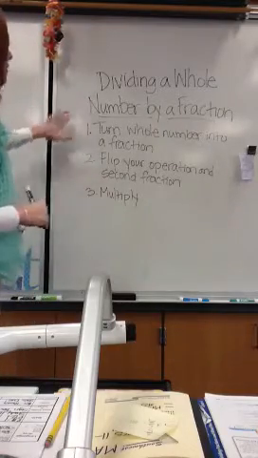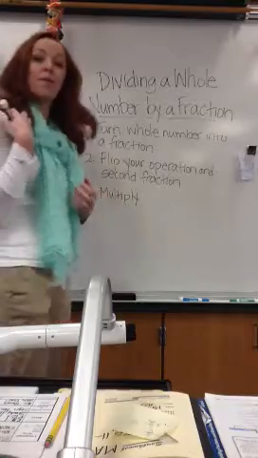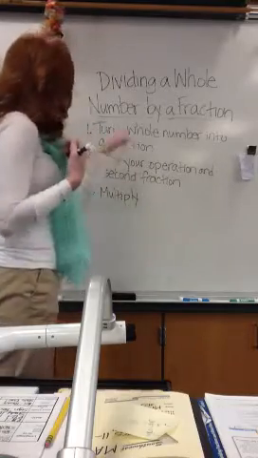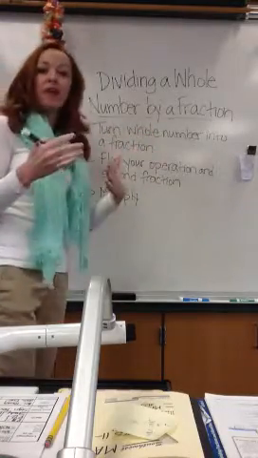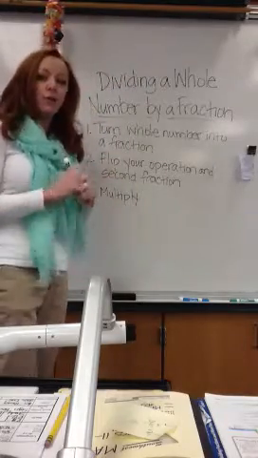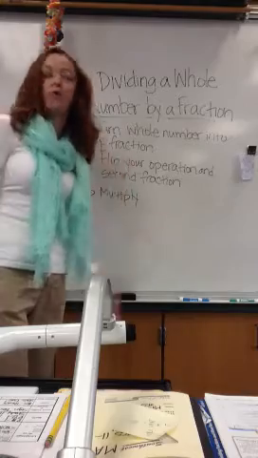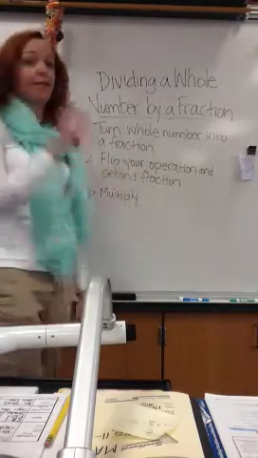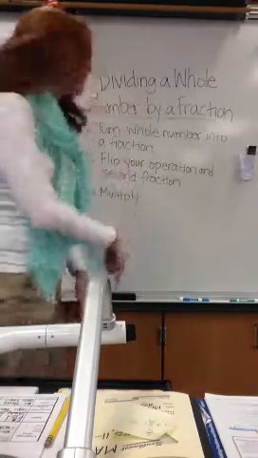All right, so the first thing we have to do when we divide a whole number by a fraction is turn that whole number into a fraction. You know how to do this. We did it when we multiplied with a whole number. All you do is put a 1 under the whole number, and now it's a fraction. It's an improper fraction, but it's still a fraction.